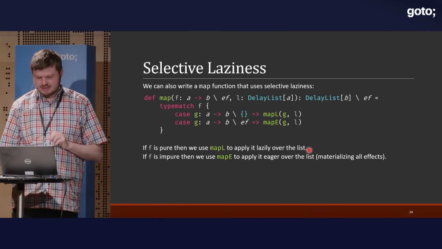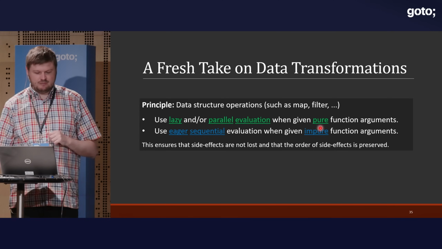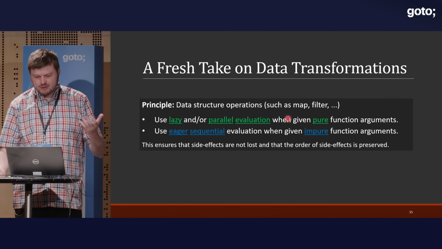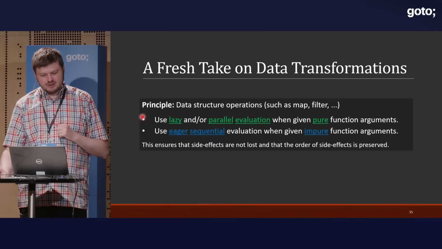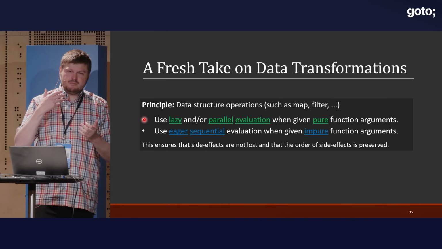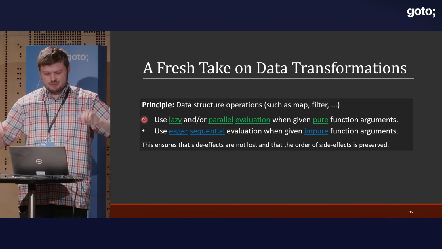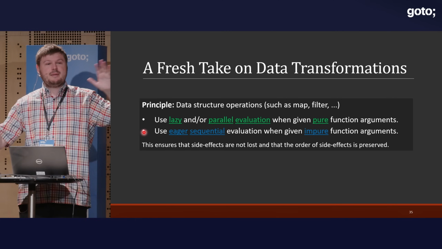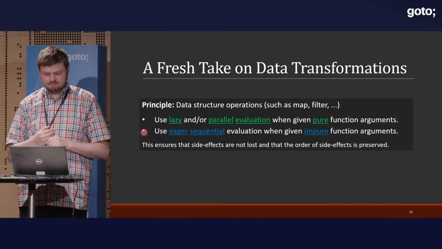Okay, we can do the same for laziness. I'm going to skip that. But just to summarize, we have kind of a fresh take on data structure transformations. If we consider operations like map and filter and so on, and you give pure function arguments, then we should enable lazy or parallel evaluation, or both. Sometimes we can even, depending on exactly the sequence of operations, do things. Otherwise, if there's something that's impure, then we behave as normal, because that way your program has the exact behavior you would expect. You see everything in order, and there are no race conditions or anything like this.